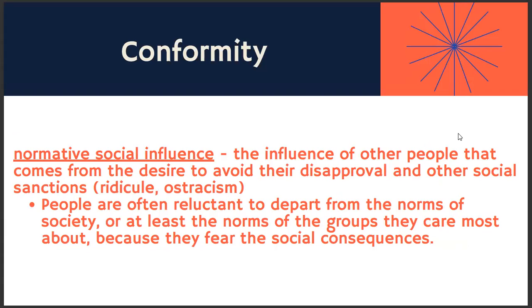Normative social influence is the influence of other people that comes from the desire to avoid their disapproval and other social sanctions, such as ridicule or ostracism. People are often reluctant to depart from the norms of society, or at least the norms of the groups they care most about, because they fear the social consequences. Yes, you're afraid of getting made fun of. You're afraid of your friends not wanting to be your friends anymore if you stray from the norm.